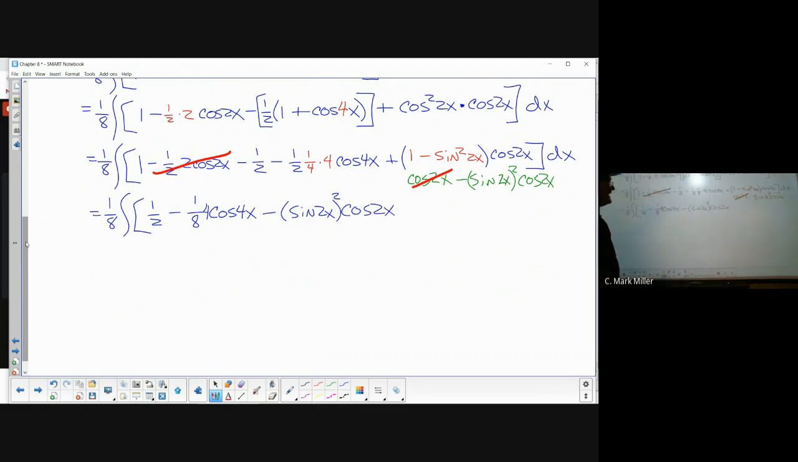I got one thing I need there, though. Now watch this carefully. I have sine 2x squared. I need the derivative of sine 2x on the outside. Pop quiz. What is the derivative of sine 2x?